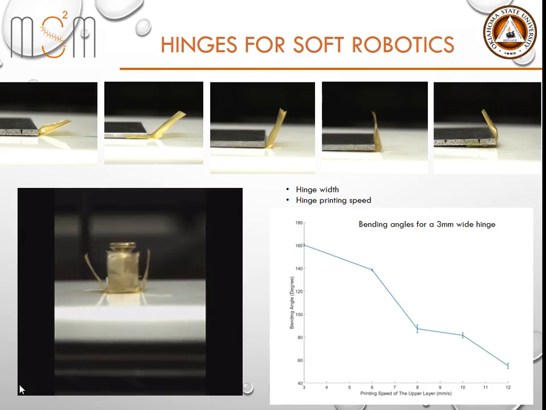The graph at the bottom right corner shows how bending angle decreases with the rise in printing speed for a 3 mm wide hinge. The GIF at the bottom left corner shows a self-folding box consisting of 4 hinges. In order for the self-folding box to function properly, all the hinges must generate a bending angle of 90 degrees, which can be achieved by using 3 mm wide hinges printed at 8 mm per second printing speed.